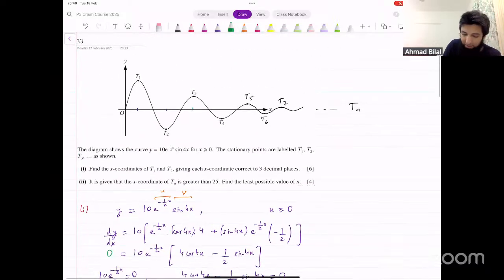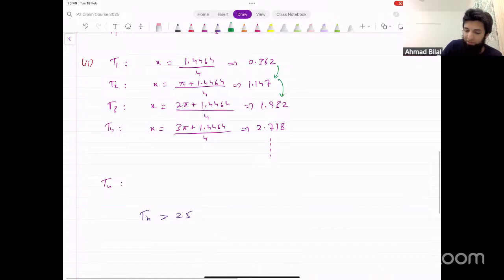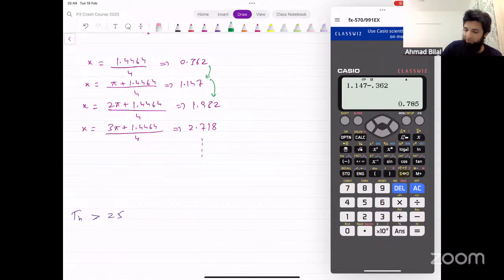They are at the same horizontal gap on the graph. What's the difference between these values? You can find them in decimals as well, and that's perfectly okay. 1.147 minus 0.362. What's the difference turning out to be here? 0.785. Okay, then find the next difference, 1.932 minus 1.147.